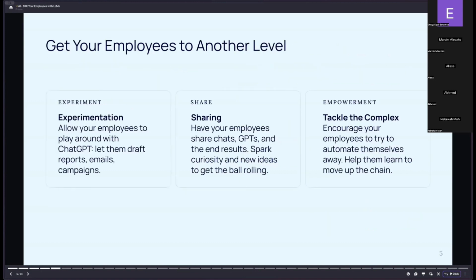And that's basically how, in the end, there are three big things you can do to get your employees to another level. It's experiment, share, and also encourage people to tackle the complex and just waste a little time in ChatGPT to get to know it, and also to learn to delegate, because often it's like surrendering tasks in the end, which is not something most people want to do.